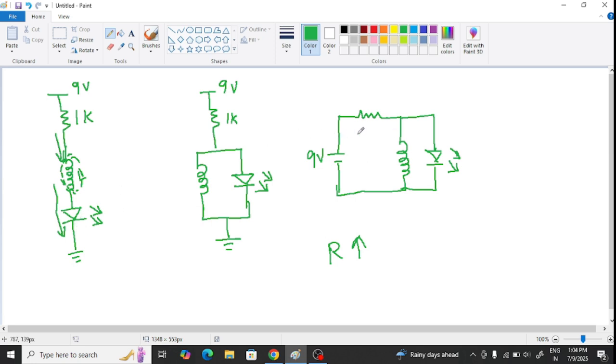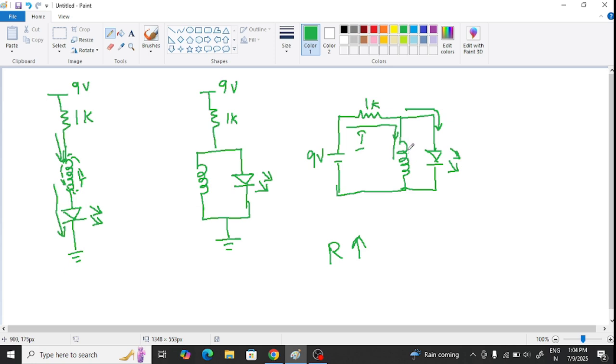Whereas in this circuit, initially the current will flow through this. Since the resistance is high, current will not flow through this inductor, whereas the current will flow through this LED. But as the current increases, the resistance of this inductor will reduce, and it will behave like just a wire. If there is no resistance at all, all the current will flow through it, isn't it? So all the current from this battery will flow through this inductor, so that this behaves like a short circuit.